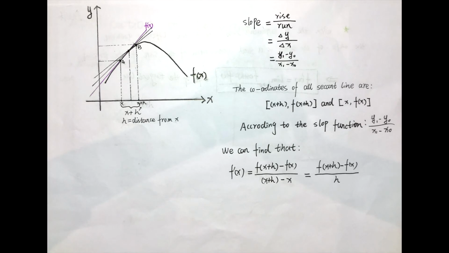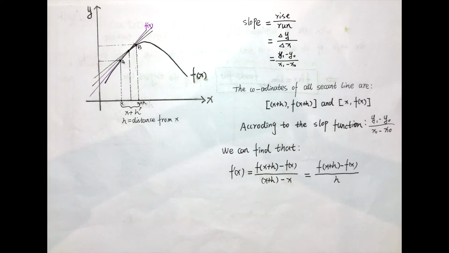Now, we can use a coordinate axis to show the meaning of derivative. We can draw a chart of a function, f(x). On point A, we draw a tangent line. The x-coordinate is x. On point B, we draw another tangent line, and the x-coordinate is x plus h. The distance between A and B is h.